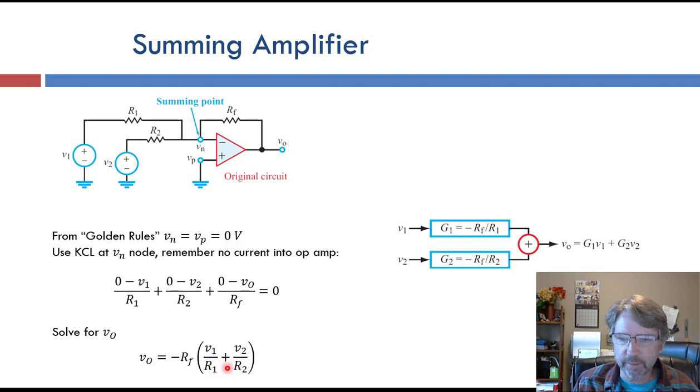And if you wanted to not have a scale factor, you could make all the resistors the same. They would cancel out. And there's a minus sign here. So you do have to keep track of these minus signs. This is a negative voltage if V1 and V2 are positive.